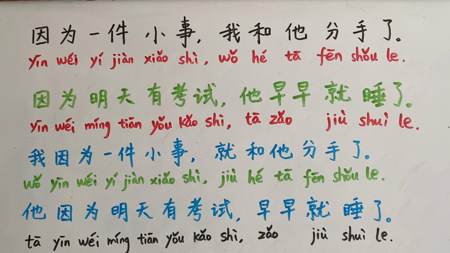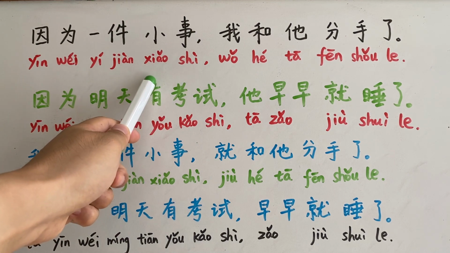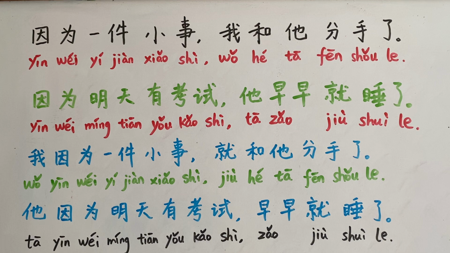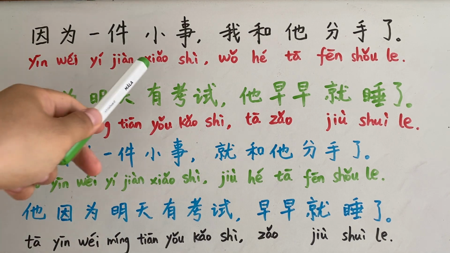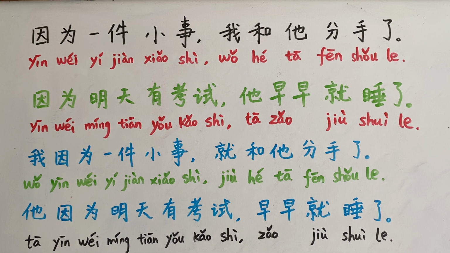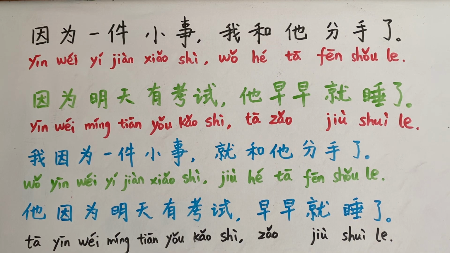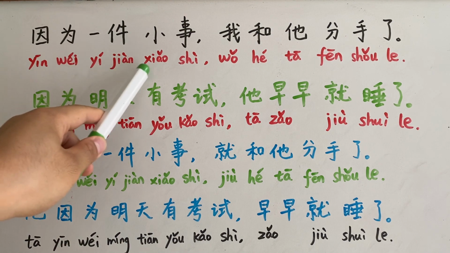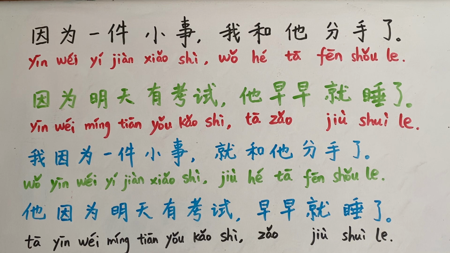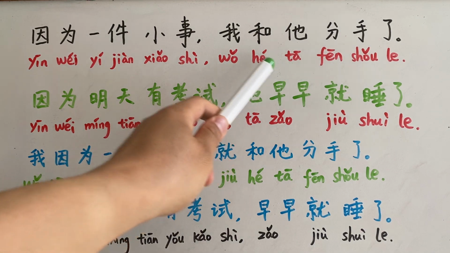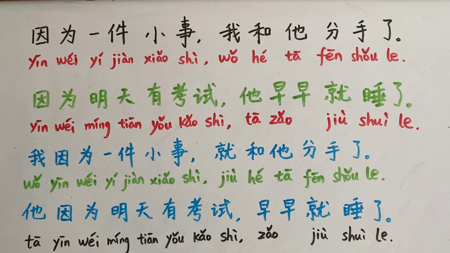一件小事, one little issue. 小 means little or small, trivial, right? We can use this 小 as an adjective to say 小孩, little kids, 小事. 小 means small, 事 means thing or event or occasion, something like that. 因为一件小事, because of a little thing. 我和他, and this 和 is also a conjunction word. I and he, or he and I.